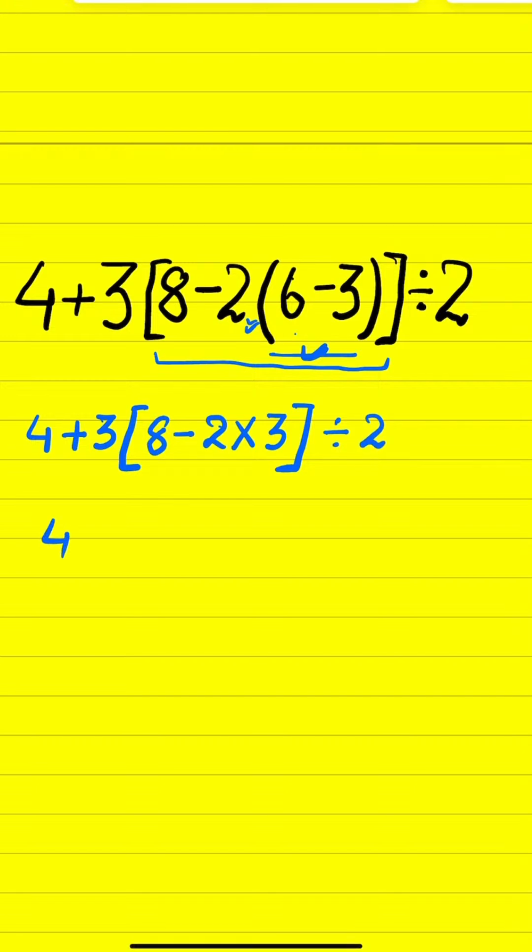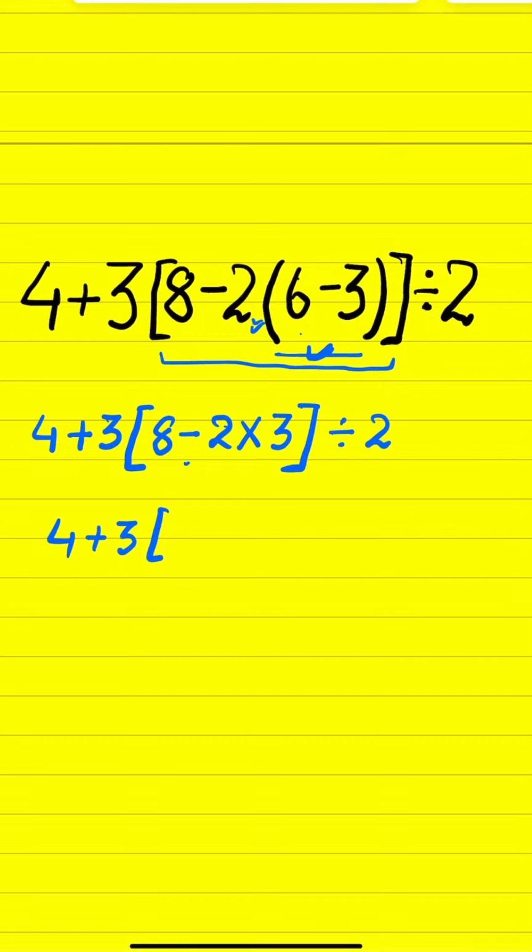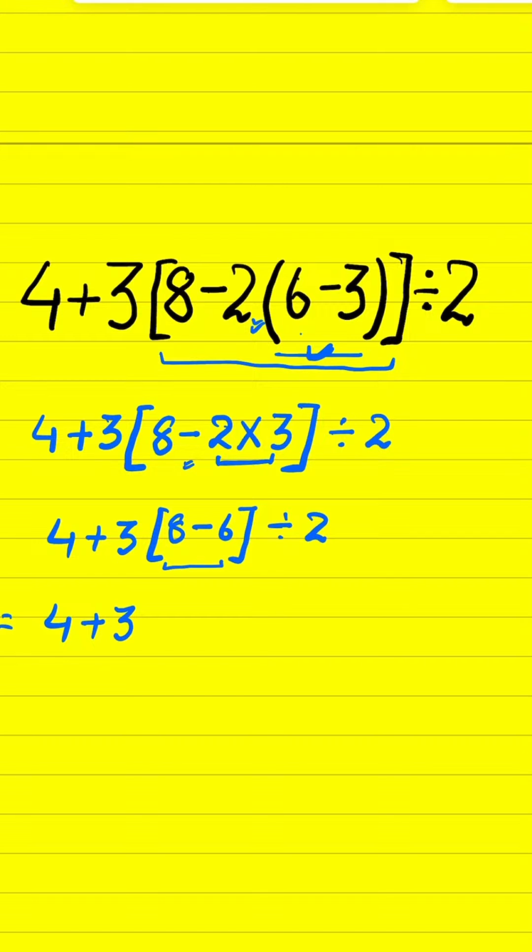Now 4 plus 3 in the box bracket. Within parentheses also, as I said, we have to follow the rule of PEMDAS. So before subtraction, we have to do this multiplication. So 2 times 3 is 6, and 8 minus 6. This is how you do it. Divided by 2, then 4 plus 3, then 8 minus 6 is 2. Now you can remove this box bracket and write 2 here, then divided by 2.